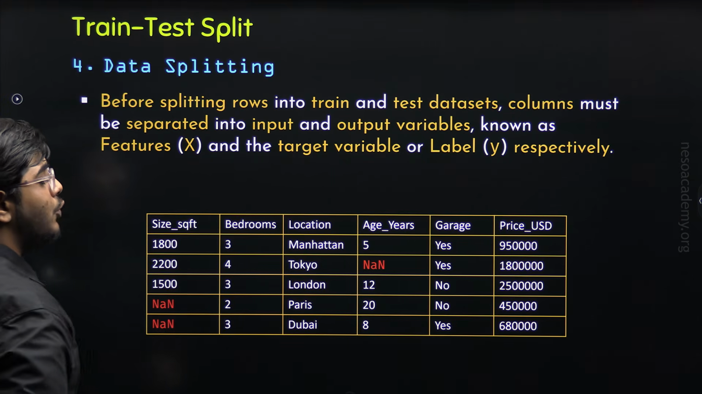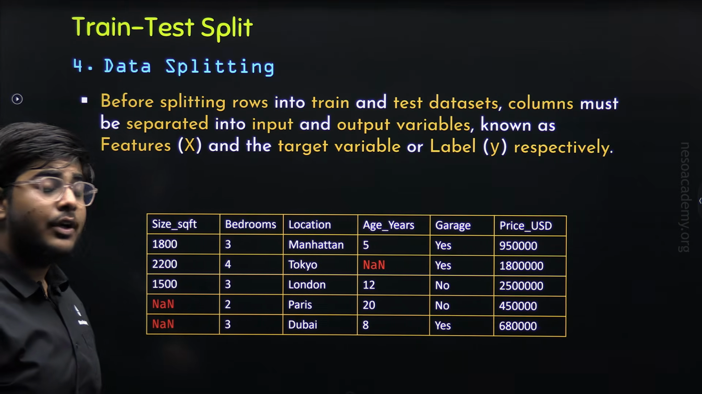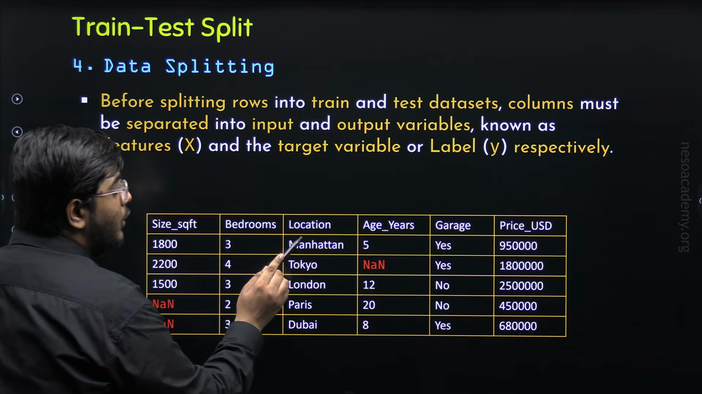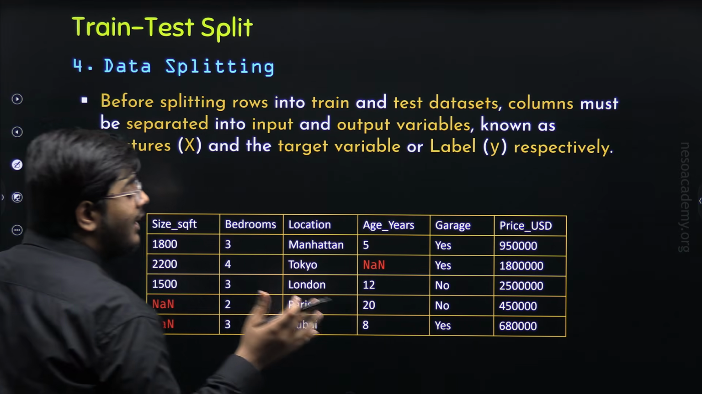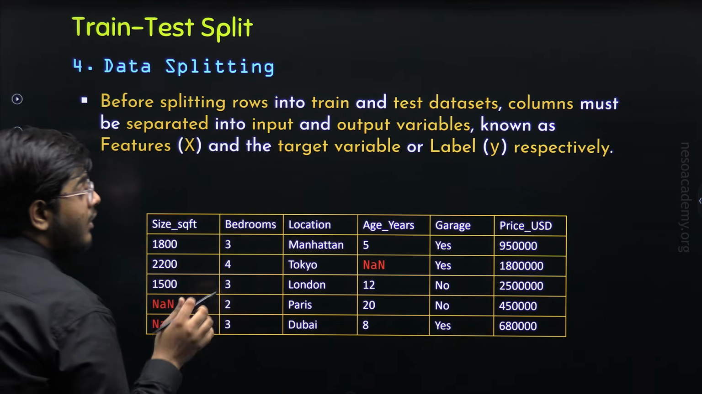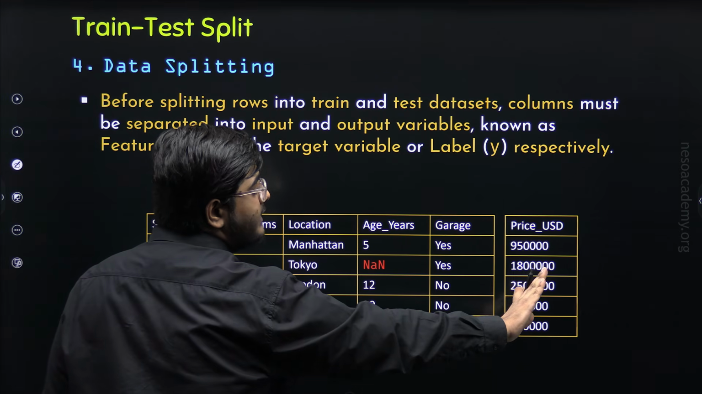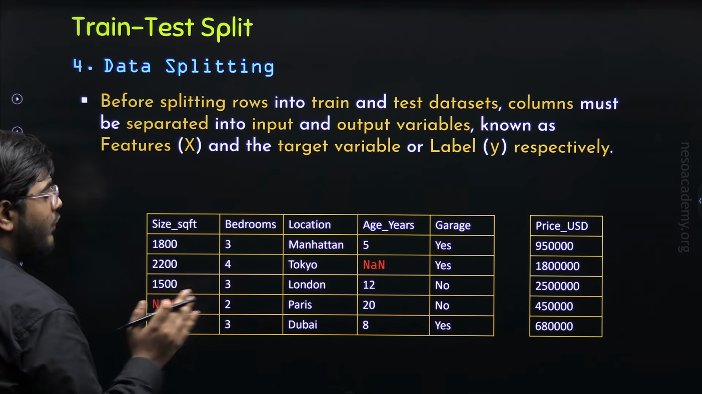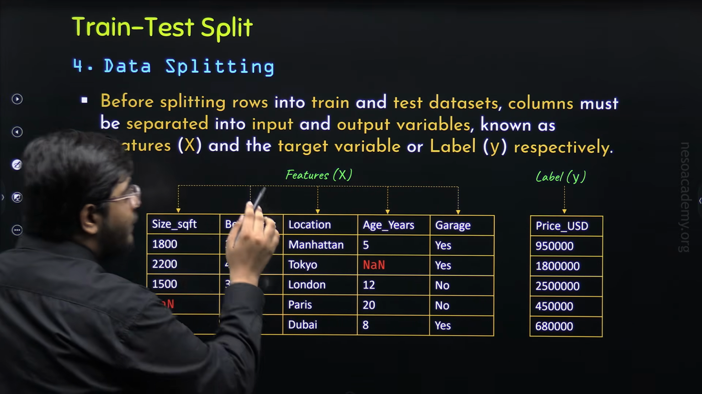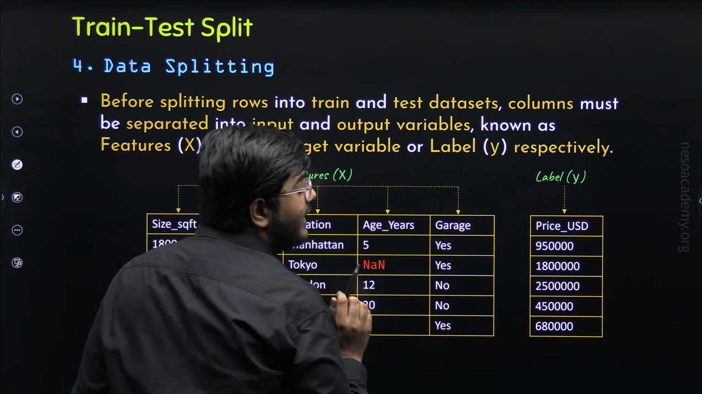For example, this is the house price dataset that we have obtained after performing basic data cleaning. So in this particular dataset, we already know that size SQFT, bedrooms, location, age years and garage are the features and price USD is the target variable or the label. So we need to separate the label from the features of the dataset. So we will separate this price USD column from these features. Now we can say that these all are the features and this is the label. Features are represented using the uppercase X and label is represented using the lowercase y.